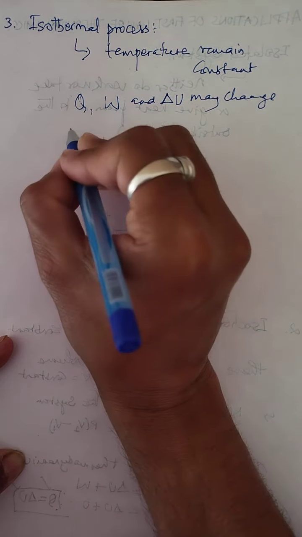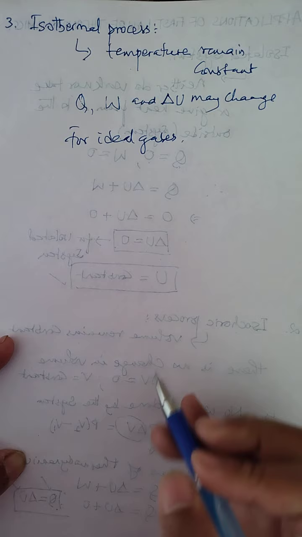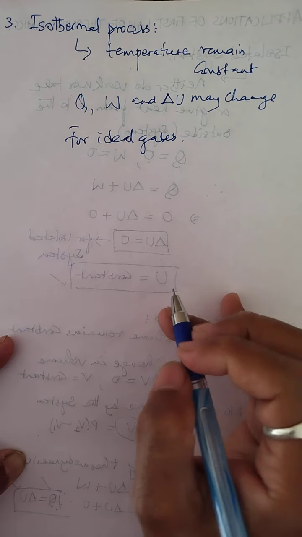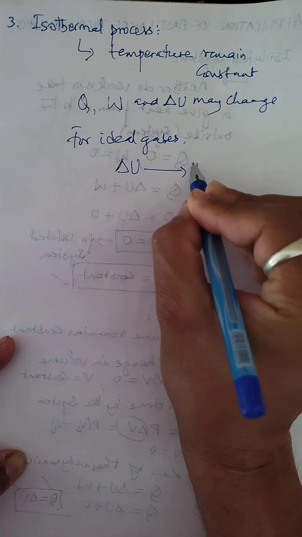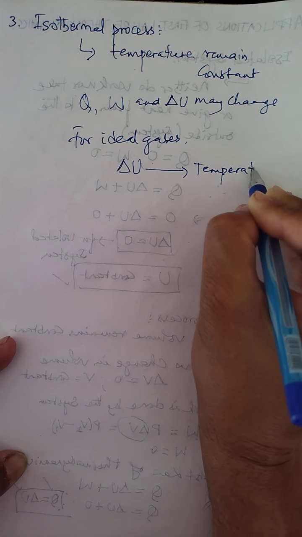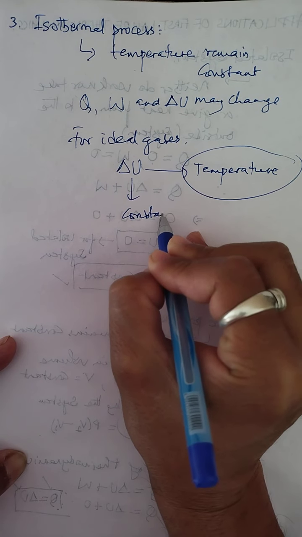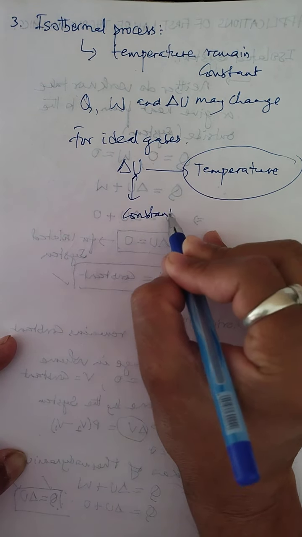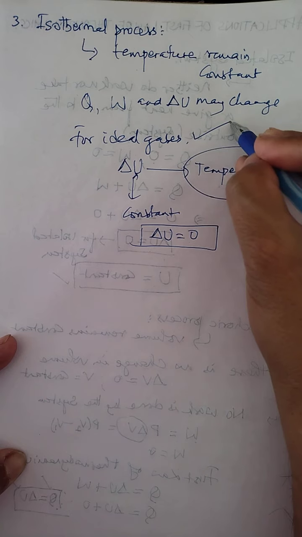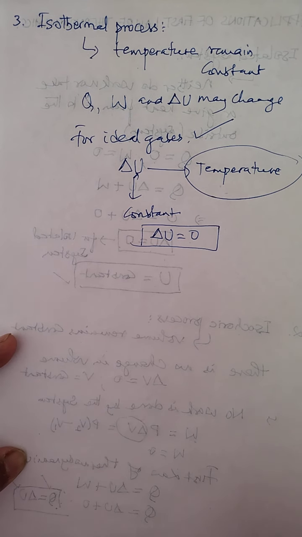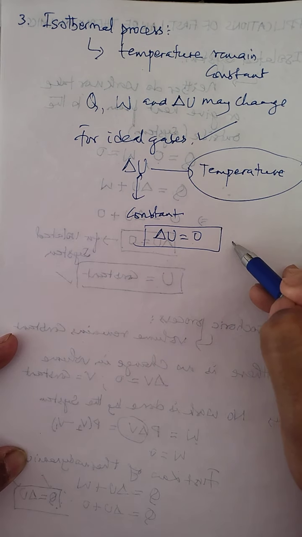But in the case of ideal gases, the internal energy, as you know, depends upon the temperature of the gas. So for a system like a gas, the change in internal energy depends upon the temperature. This point you need to keep in mind. So when the temperature remains constant, the internal energy remains constant, which means the change in internal energy, ΔU, becomes 0. This is true for ideal gases as a system. So under the isothermal process, for an ideal gas as a system, there is no change in the internal energy of the system.